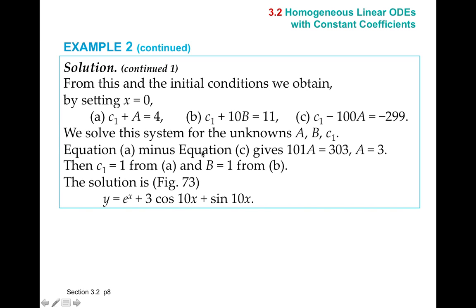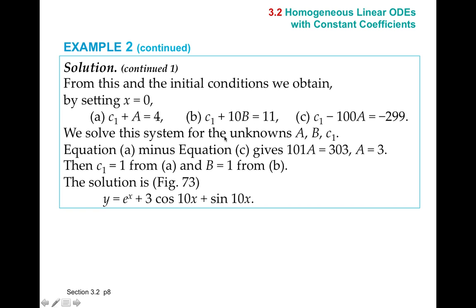c1. So in doing that, first of all, if we set x equal to 0, those three equations become the following. So we get c1 plus a is 4, we get c1 plus 10b is 11, and we get c1 minus 100a is minus 299. The terms on the right come from the initial values given at the beginning of the problem. The terms on the left come from taking those three previous equations for y and its first two derivatives and substituting x equals 0 into those equations.